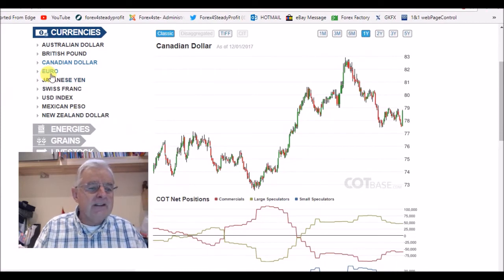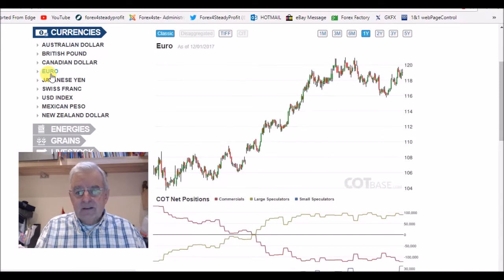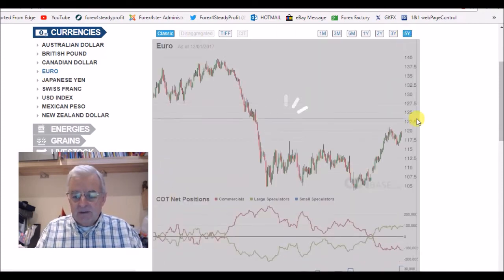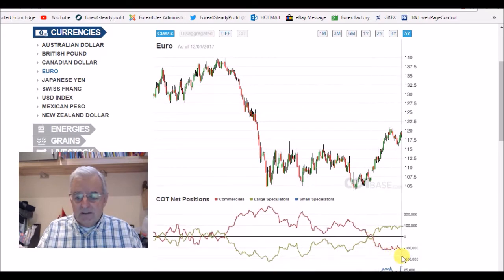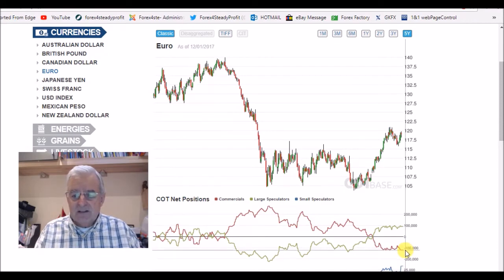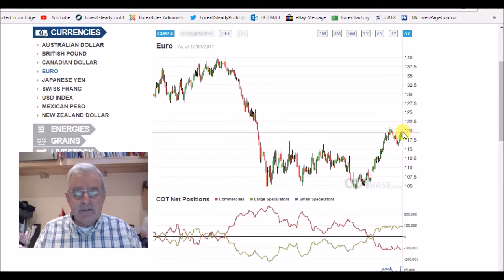Next one down is the euro. I'll just put this on a 5-year chart. This is an extreme, more or less, on the euro for the last 5 years. You can see that. I am expecting this to turn back down.